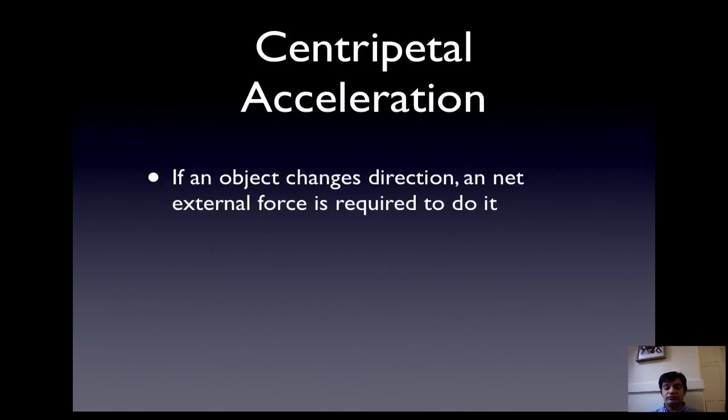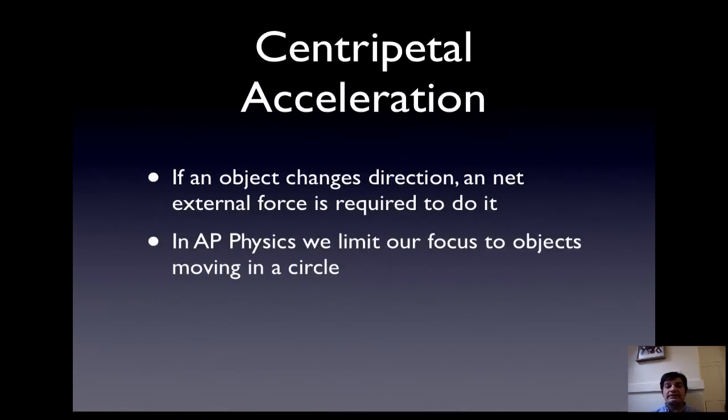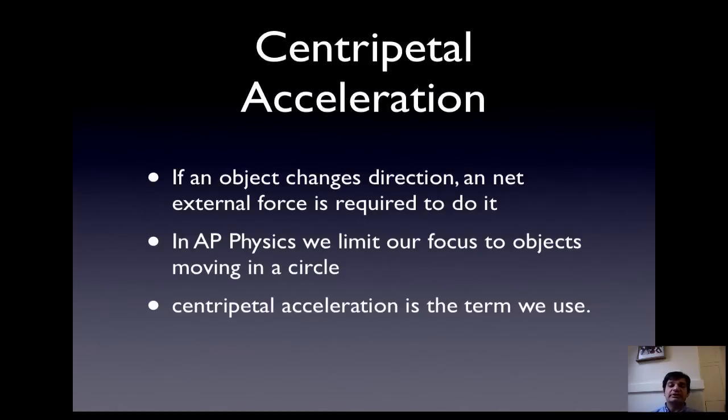And it really goes back to Newton's first law: if an object speeds up, slows down, or changes direction, an external force is required to do it. Centripetal acceleration is the acceleration associated with changing your direction. In AP Physics, we're going to talk specifically about objects that are moving in a circle. If an object moves in a circle at a constant speed, never changing its speed, but always moving in a circle, you actually need a force to make that happen. Centripetal acceleration is the term we use for that circular acceleration.